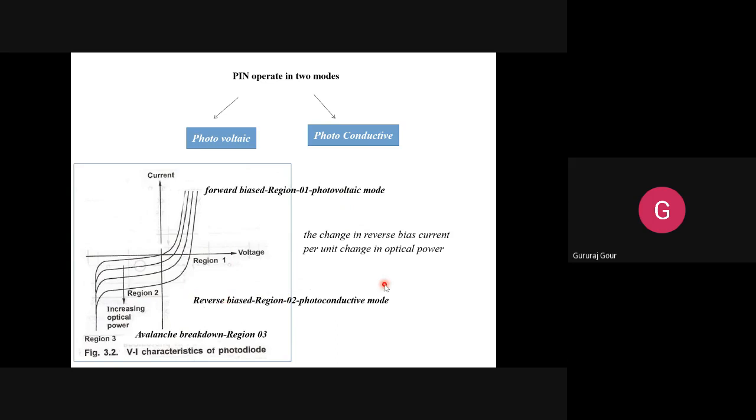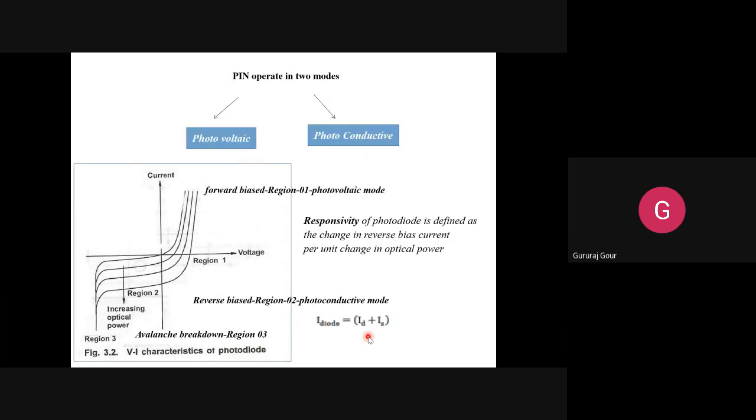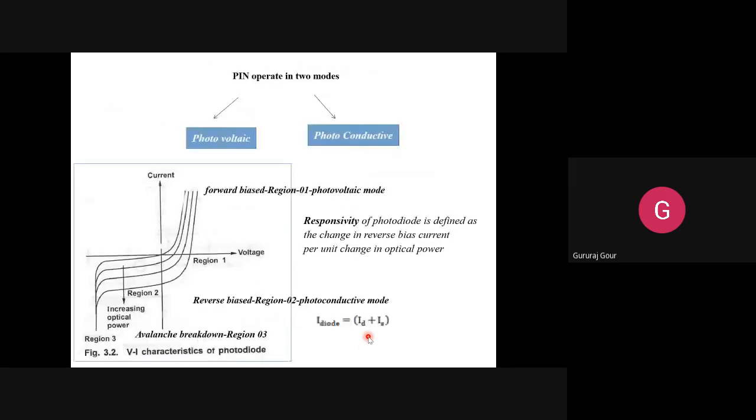Understood? So this photoconductive mode is given by I diode equals ID plus IS. These are some of the topics that we'll see in the next session: responsivity, cutoff wavelength, and some more things with numericals. Stop now.